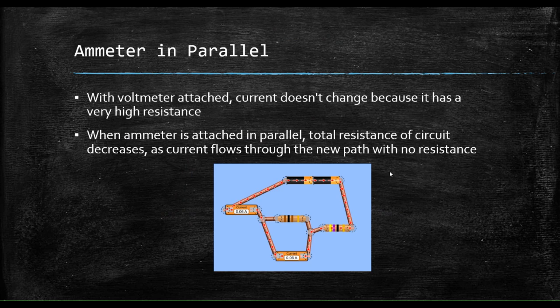Now just a note: with the voltmeter attached, the current in the circuit doesn't change because the voltmeter has a really high resistance, so current is not going to flow through it. But in this step I attached an ammeter in parallel with one of these resistors, and the total resistance of the circuit decreases. That's a typo on the slide. It decreases, and then the current through the whole circuit increases because the current flows through this new path through the ammeter, because it has no resistance, and it's going to take the path of least resistance.